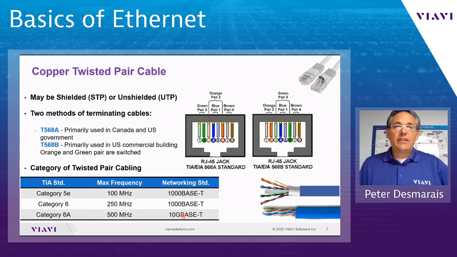There's another standard that was released about 2 years ago. It's category 8, and that's designed to support 40 gig over twisted pair cabling.